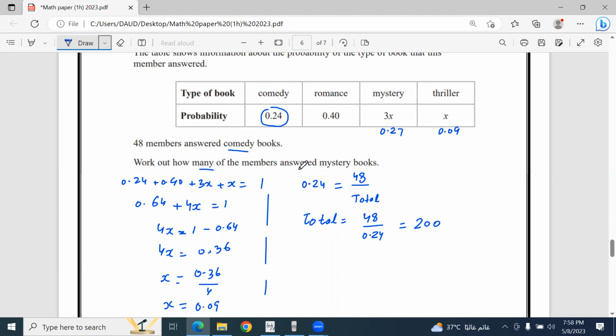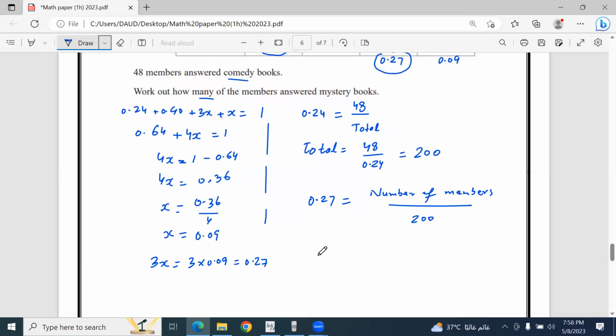Work out how many of the members answered mystery book. So now this probability will help you. The probability of mystery books is 0.27, and the number of members who answered mystery books we don't know. How many members answered mystery books? We don't know, but we know the total is 200. Just multiply, you will find out.